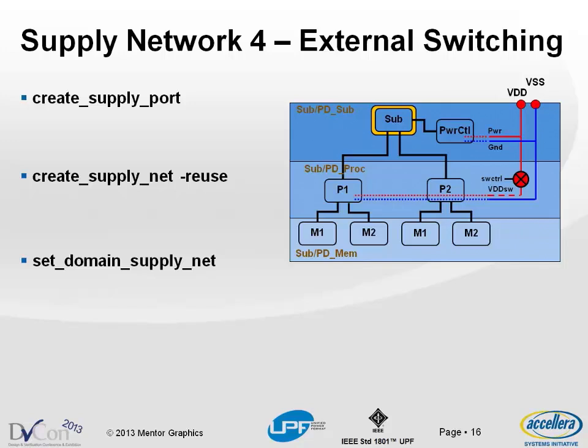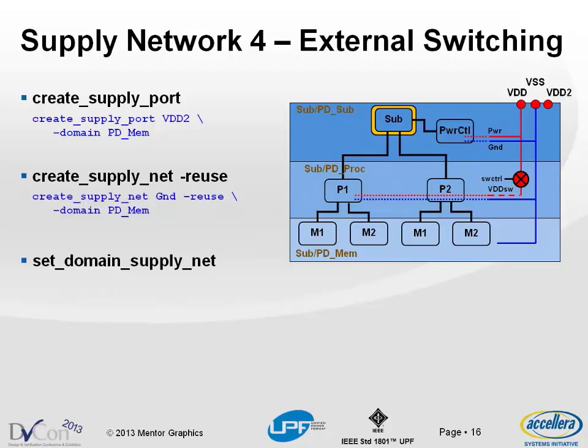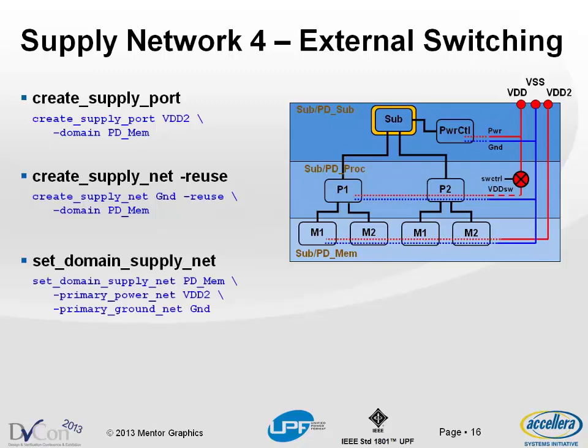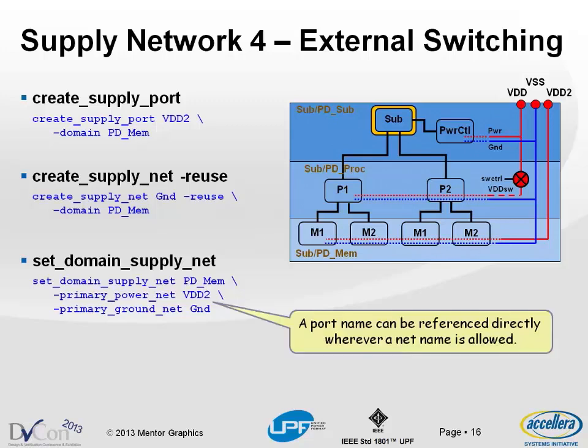You might even have a control output that tells somebody externally whether to switch it or not. Well, in that case, you might want a different supply port, so we've created here. And we're going to reuse this and use it to power the instances in the PDMEM domain. I won't go through the details, but it's much like as before. We're creating a port. We're actually not creating the supply net in this case, but we're connecting them all to the instances. This is a special case. You can actually refer to a port like that, VDD2, in a place where you would expect to find the name of a net.